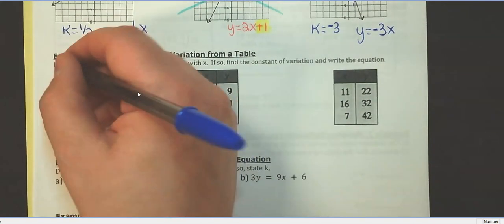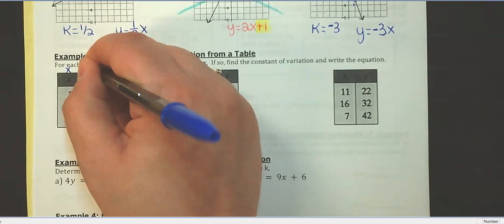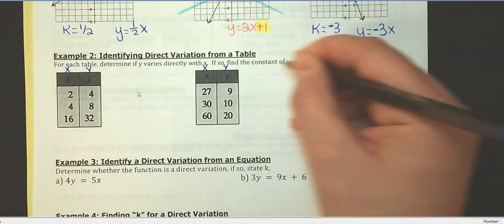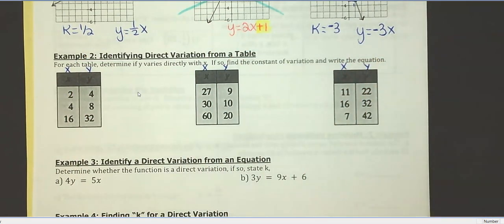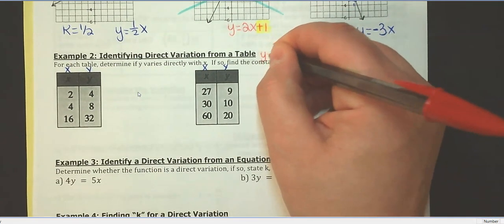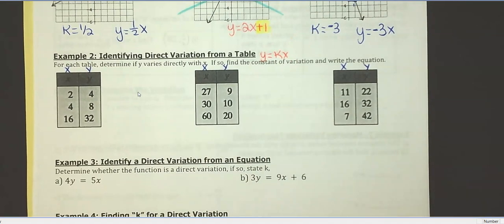Okay, now if you have a table, so these are tables here, and sorry, the copy on this is really dark. The left side is the x and the right side is the y value in each of these tables. If you have a direct relationship, y equals k times x would be the formula.